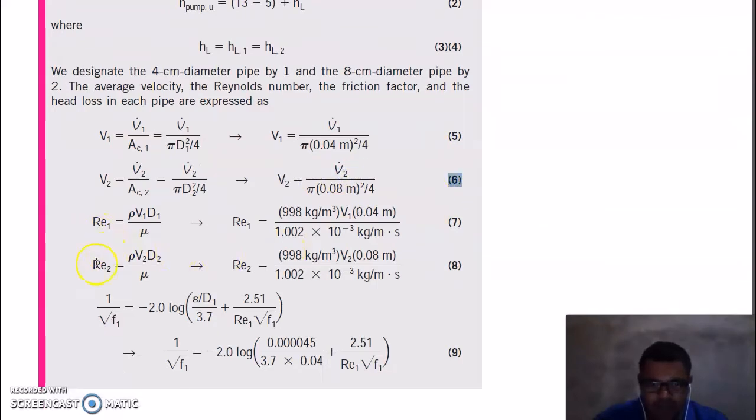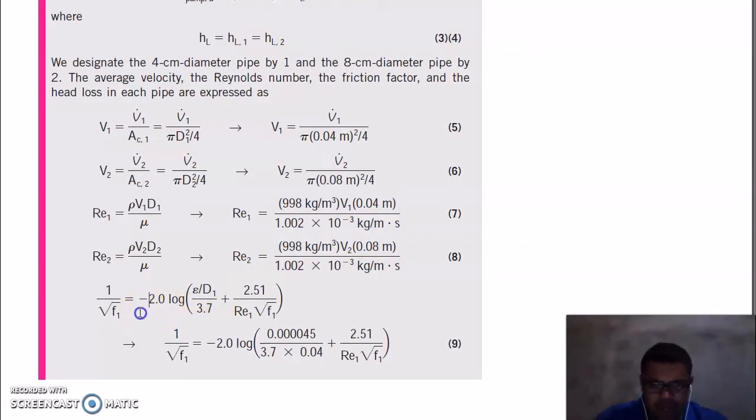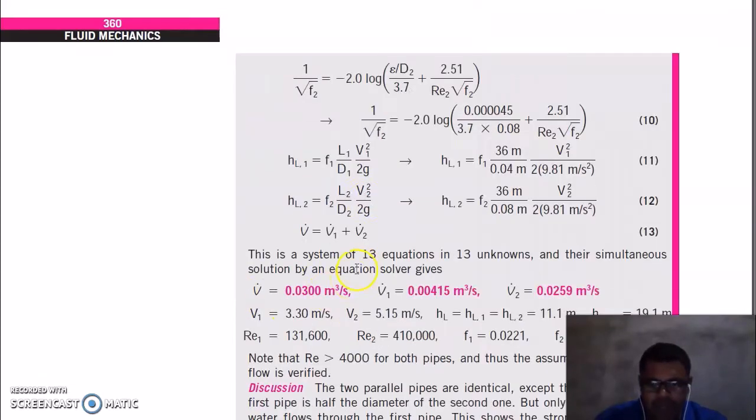Then we can find Reynolds number if we know the velocity. So again Reynolds number is equal to this and this. Now again here two are unknowns. One is your velocity, second is not. So we'll assign it 7 and 8 equation. We can't solve this. So we know surface roughness is given, and this is the equation to find the friction factor when your Reynolds number and surface roughness are given. So this is for the first pipe and same for the second pipe. And head loss is dependent on friction factor, which is this for first pipe and second pipe.